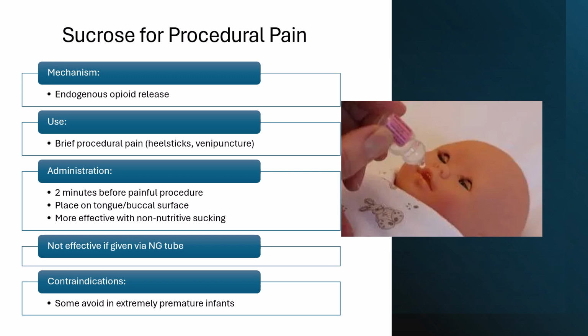It is important to remember that sucrose is not effective if given through an NG tube. It needs that sweet taste sensation on the tongue to work. Some providers avoid using sucrose in extremely premature infants, though evidence for harm is limited. It's perfect for heel sticks, venipunctures, and similar brief painful procedures.